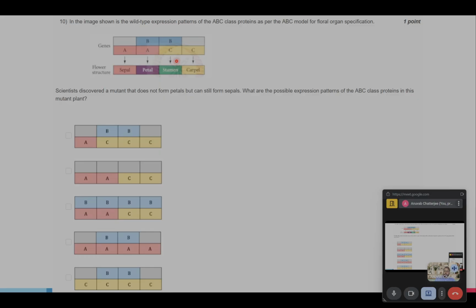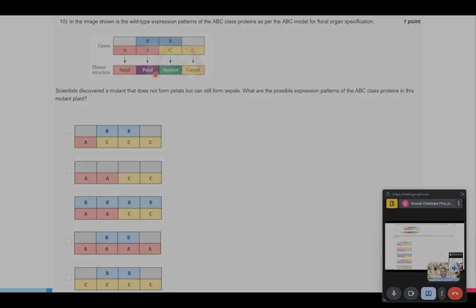And this is essentially a homeotic gene scenario, as we saw that homeotic genes can form different structures in animal embryos. Similarly, it happens in plants: this class of ABC proteins are also homeotic genes which determine which organ forms where.